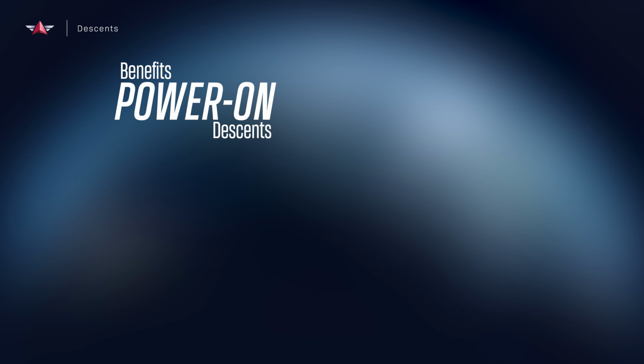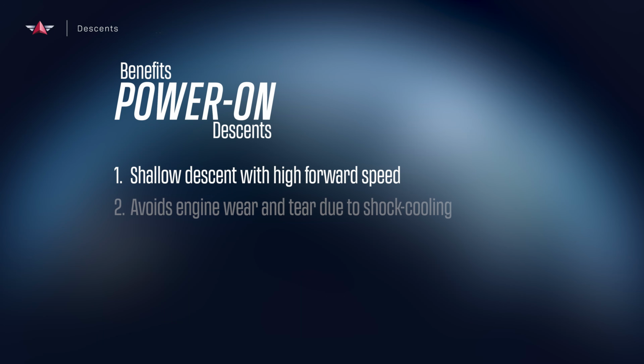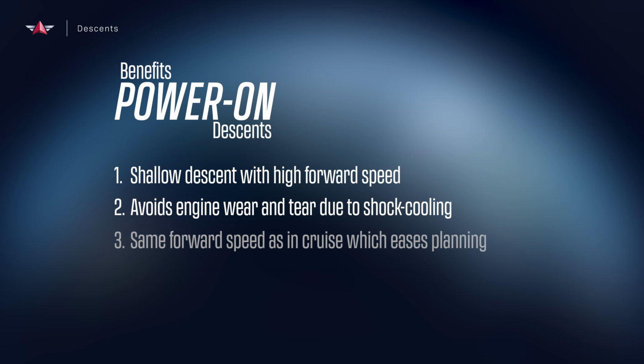This power-on descent mode is favored as it provides a shallow descent while maintaining a high forward speed, ensuring we get where we want to go in an efficient and timely manner. It also prevents the engine from being cooled too rapidly, which could increase engine wear and tear. Also, when we maintain the same forward speed as in level flight, planning is eased, as we'll fly consistent forward speeds in both cruise and in descent.